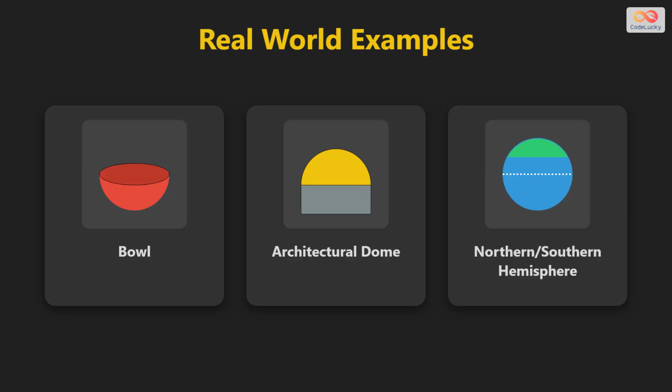We see hemispheres everywhere. A kitchen bowl is a hollow hemisphere. Large architectural domes are often hemispherical. Even our planet Earth is divided into the northern and southern hemispheres by the equator.